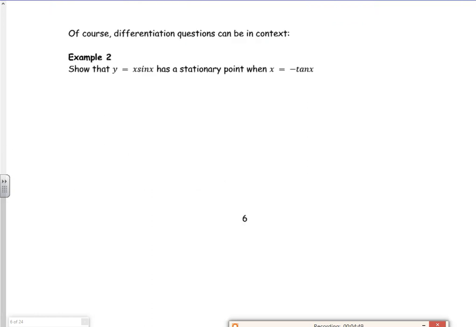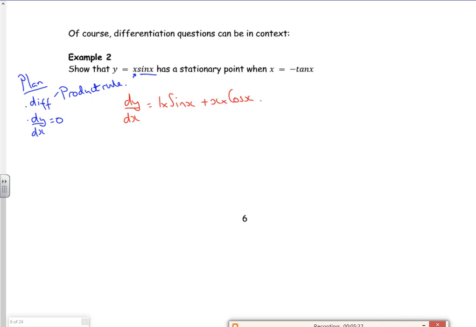So it says y equals x sine x has a stationary point when x is minus tan x. So in terms of a plan, I'm going to differentiate it and then set dy by dx equal to 0 and see what I get. But looking at the question, I've got two bits times together, so I'm using the product rule. So if y equals x sine x, dy by dx is 1 times by sine x plus x times by cos x. So if I just tidy it a little bit, I've got sine x plus x cos x.